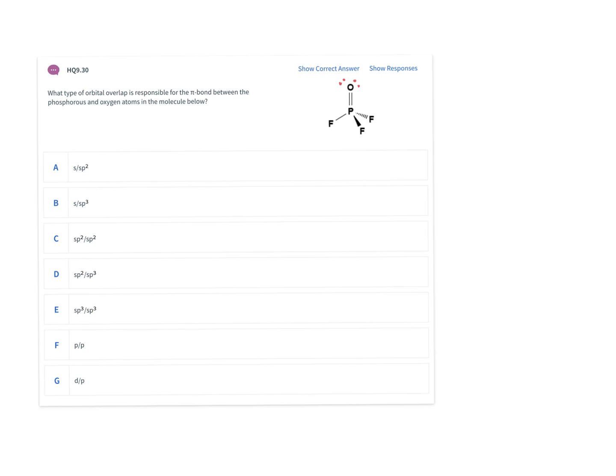So it's asking what type of orbital overlap is responsible for the pi bond between the phosphorus and oxygen atoms in the molecule below. To answer that question, we need to figure out the hybridization of both phosphorus and oxygen. For oxygen, we count the electron domains: a lone pair, and a double bond to phosphorus. So oxygen is sp2 hybridized, right? I have my s orbital and my 3 p orbitals, and I've got 6 electrons assigned.